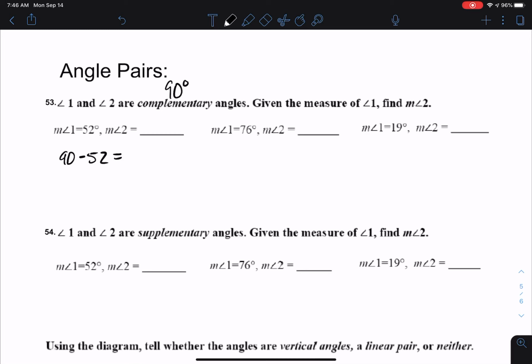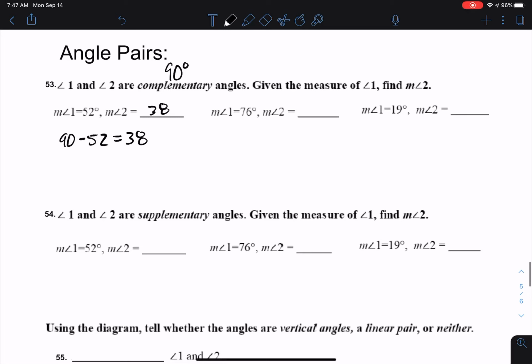Remember, you can use a calculator on this test if you'd like. I'm not going to take away a calculator from you at this point. So 90 minus 52, I believe that comes out to be 38. So the measure of angle 2 would be 38. All you have to do is write down 90 and subtract your measure of angle 1 from it, and you're done.